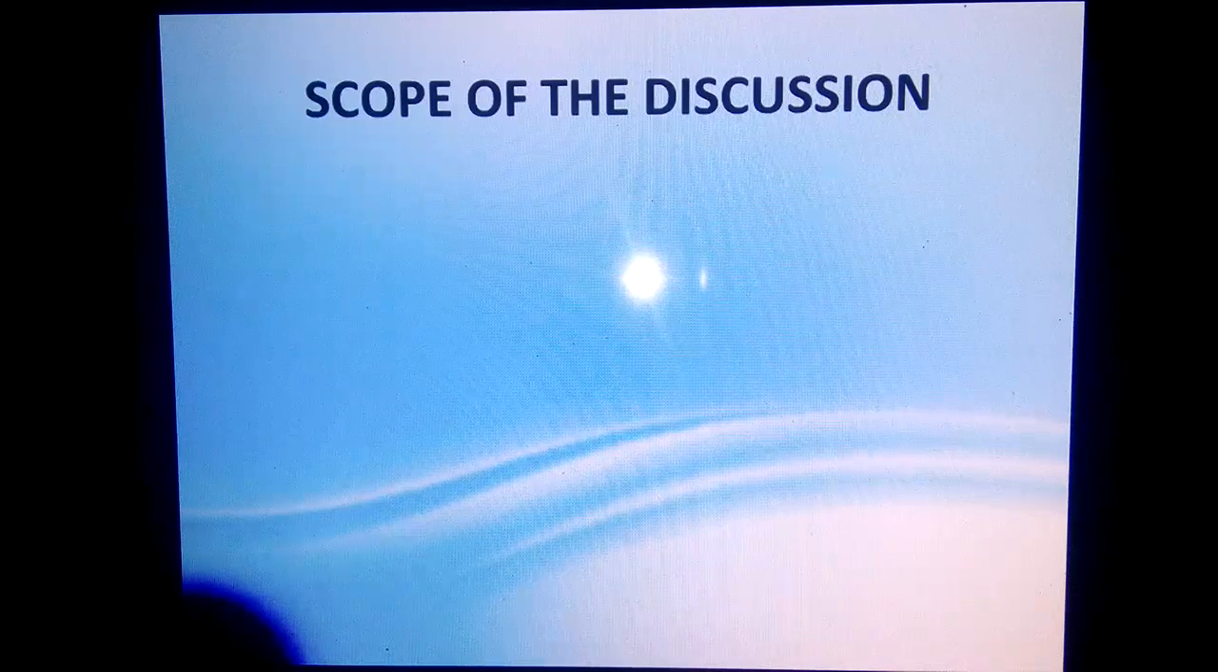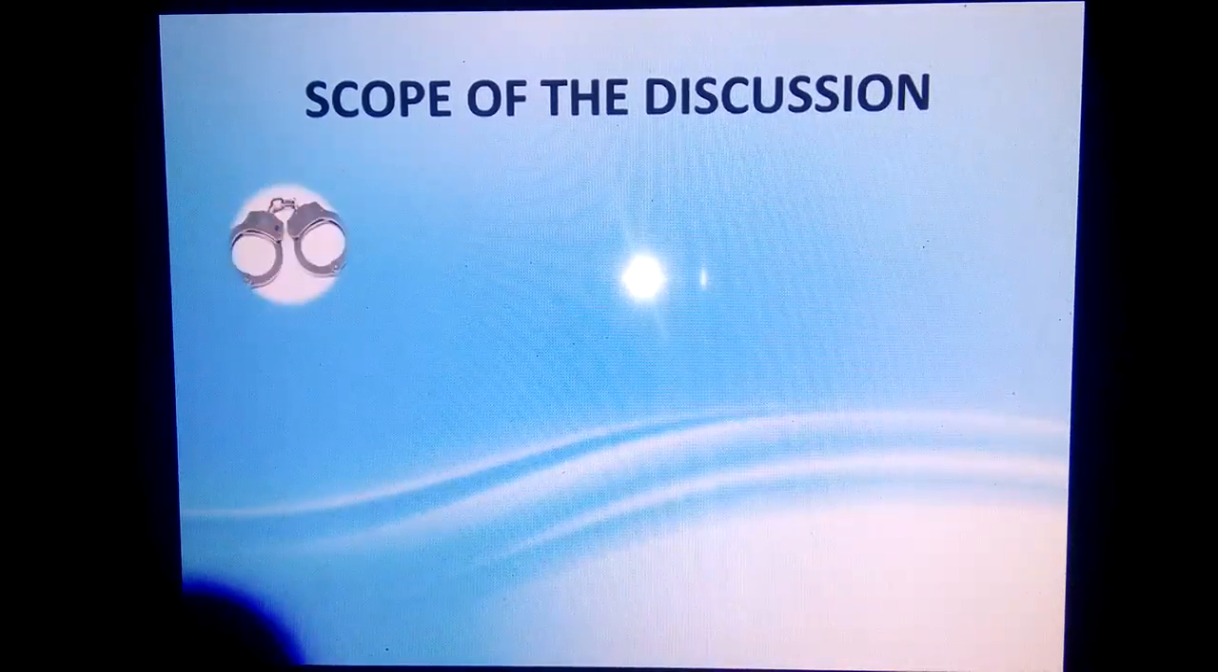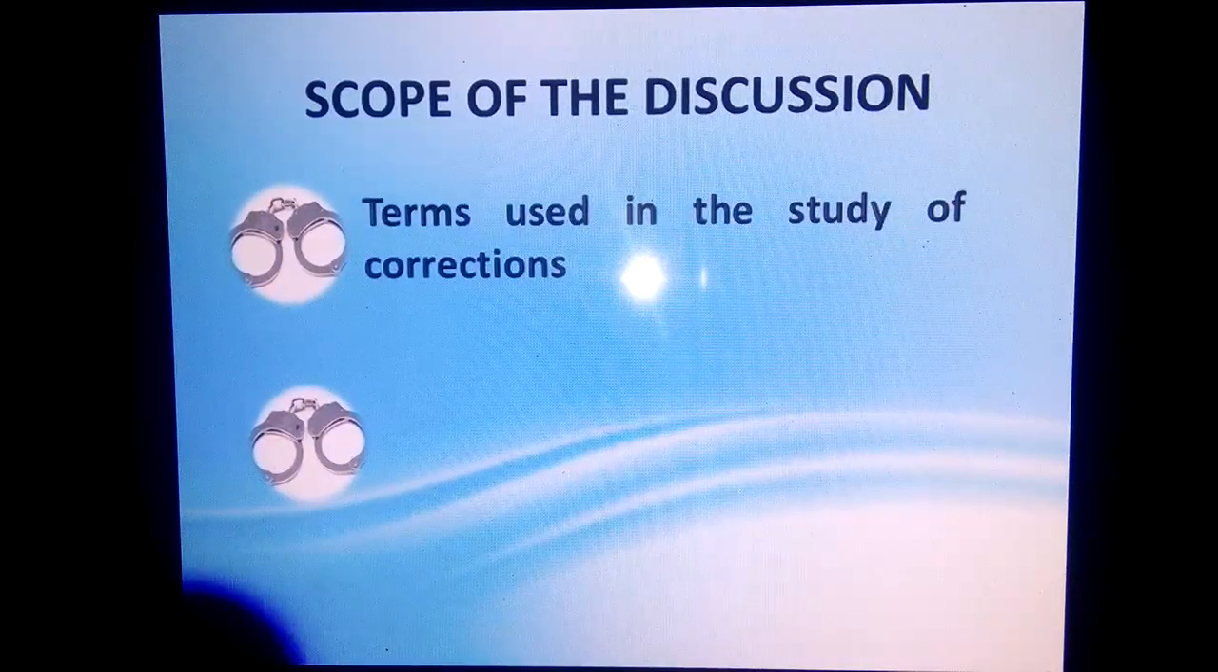So we have the scope of the discussion. First scope, we have terms used in the study of corrections. Before we go through the second part of the discussion, we should first know the terms used in the study of corrections, so that we would know why these particular terms are being used and what these terms mean in this particular study.